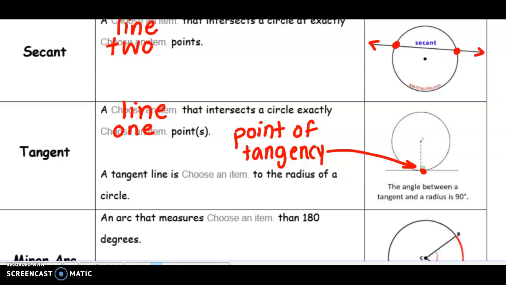A tangent line is perpendicular to the radius of a circle. So for those of us that have forgotten, perpendicular means that it forms a 90-degree angle. So if you notice, I have my radius r, I have my tangent line. When the radius and the tangent line intersect, they form a 90-degree angle.